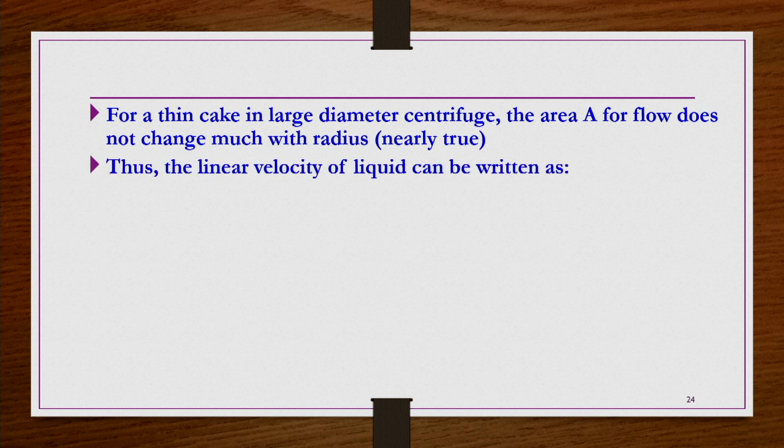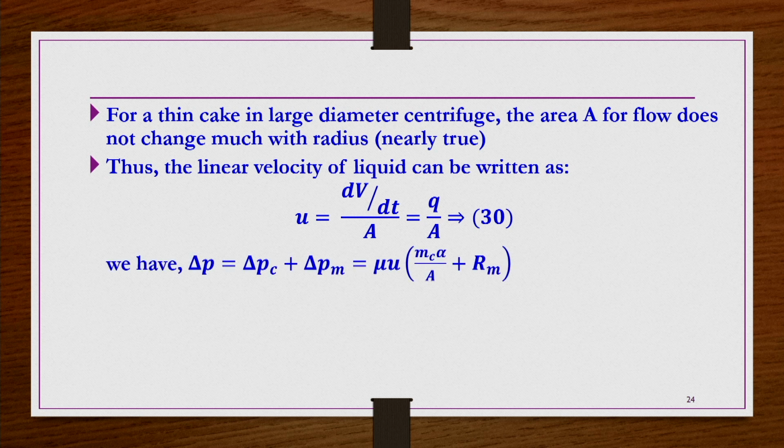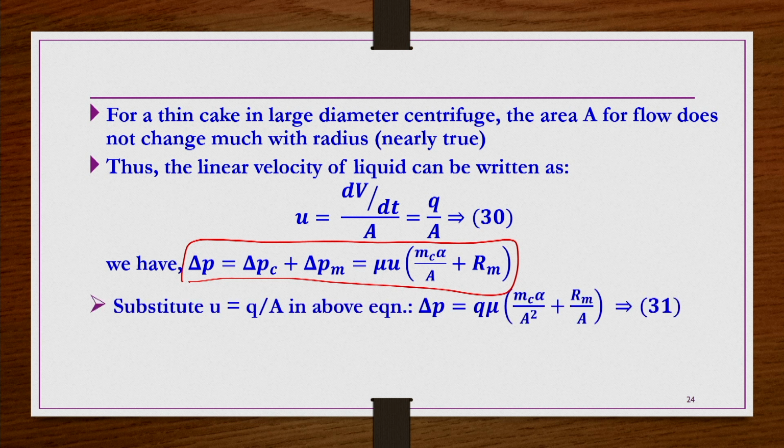Thus, the linear velocity of liquid can be written as u equals dV by dt by A. So dV by dt we can write as Q by A, and now we have equation number 6 developed in the previous lecture: delta P equals delta Pc plus delta Pm, which equals mu u mc alpha by A plus Rm. Now in this equation substitute u equals Q by A, then you have this equation.